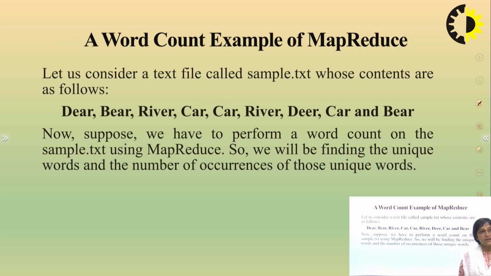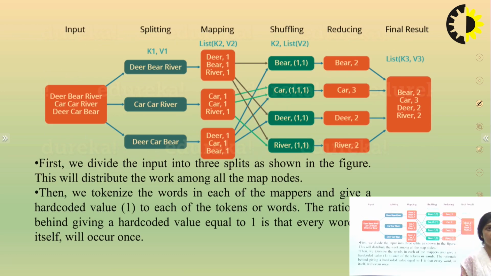Let us consider a text file called sample.txt. I have taken a file sample.txt which contains this data. Now suppose we have to perform a word count on a sample.txt file using MapReduce, then how we will process it? See in this example.